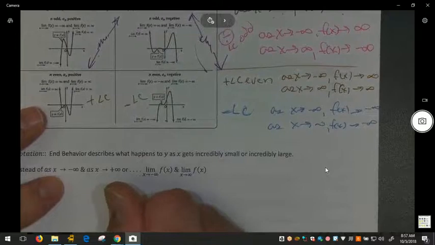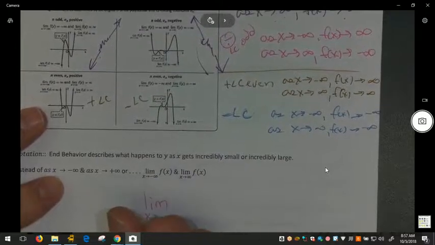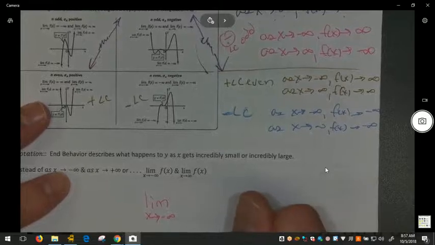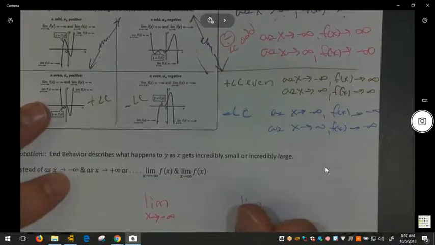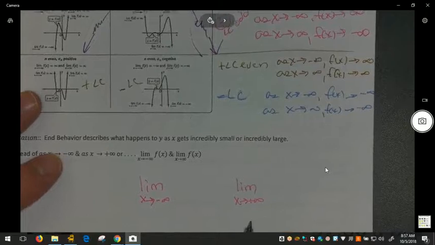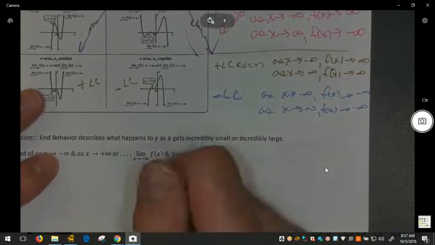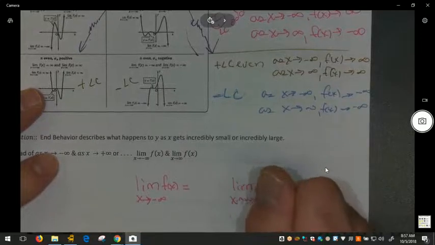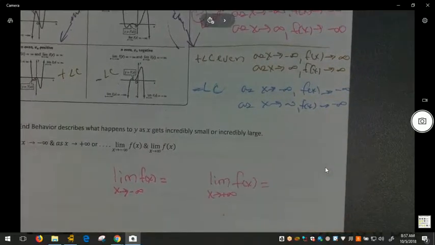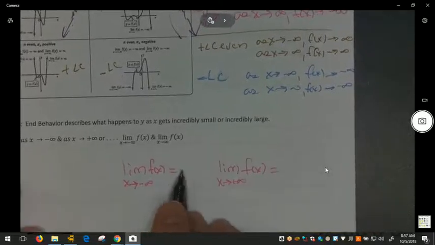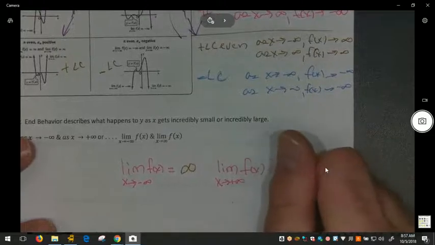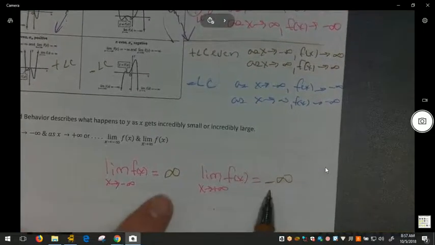This right here, limit, and it has this subscript underneath of x approaching negative infinity, or limit as x approaches positive infinity, you don't have to put the positive sign, of f of x equals, we're saying what's happening to this. Does it increase infinitely, so we'd put positive infinity, or does it decrease infinitely? So we're changing the notation.